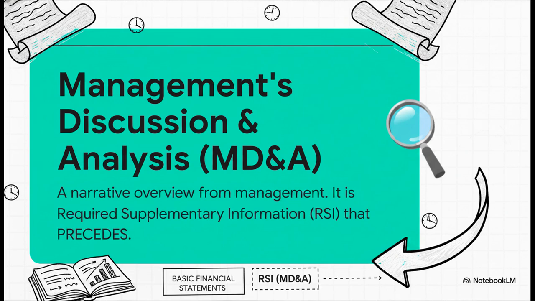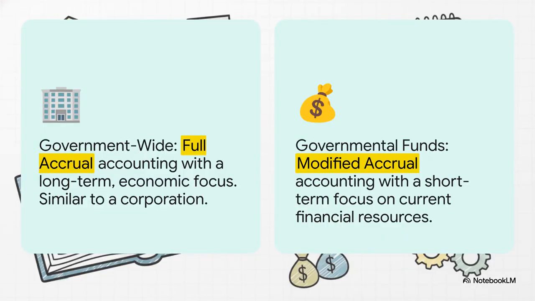So first up is the MD&A. This is basically management telling the story behind the numbers in plain English. It's a narrative. But here's the absolute killer point for the exam. Even though it comes first, the MD&A is classified as Required Supplementary Information, RSI. It is not part of the basic financial statements. Remember that.